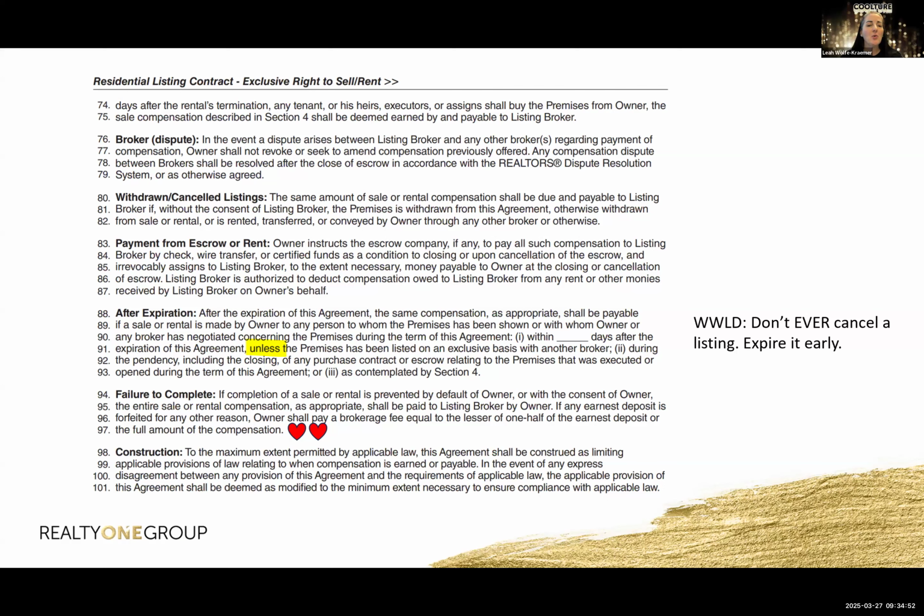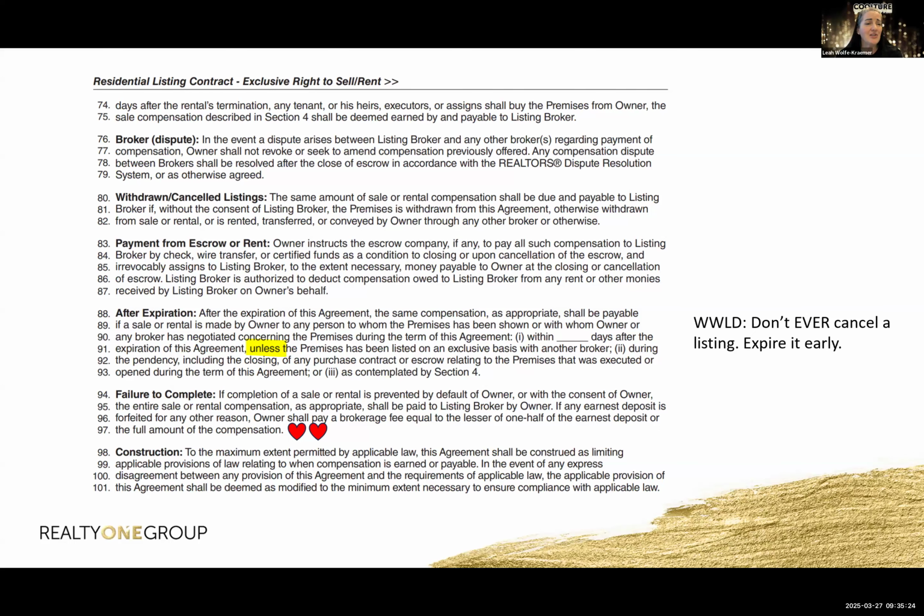In the event a dispute arises between listing broker and any other brokers regarding payment of compensation, owner shall not revoke or seek to amend compensation previously offered. Any compensation dispute between brokers shall be resolved after the close of escrow in accordance with the realtor's dispute resolution system or as otherwise agreed. Probably unlikely. Usually by the time brokers are getting involved, we have all of the necessary documentation to support who's owed compensation and why.